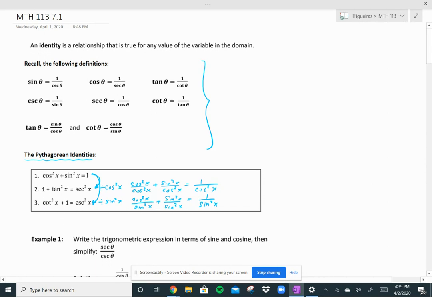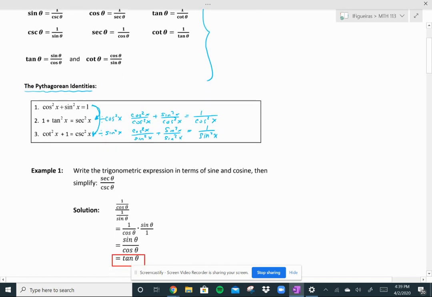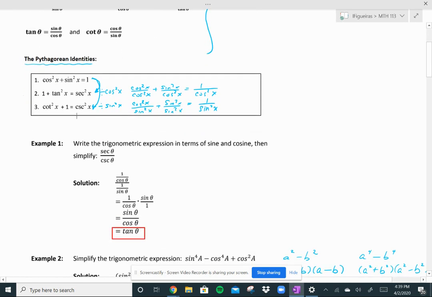All right, so let's use this information in order to simplify an expression. So this one says to write the trigonometric expression in terms of sine and cosine, then simplify. And the expression is secant of theta over cosecant of theta. So first we rewrite secant of theta as 1 over cosine, that's by definition, and cosecant is written as 1 over sine, also by definition.